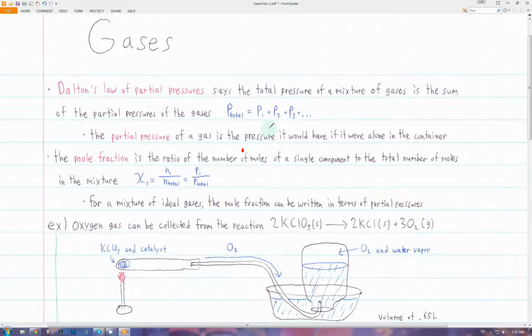And we can also define the mole fraction. The mole fraction is the ratio of the number of moles of a single component in a mixture to the number of moles in the entire mixture. And for ideal gases, the mole fraction can also be written in terms of the partial pressures. So if we have a mixture and then we have the substance 1, then the mole fraction of substance 1 will be the moles of that substance divided by the total moles in the mixture. Or if the substance is a gas, the partial pressure of that gas divided by the total pressure.